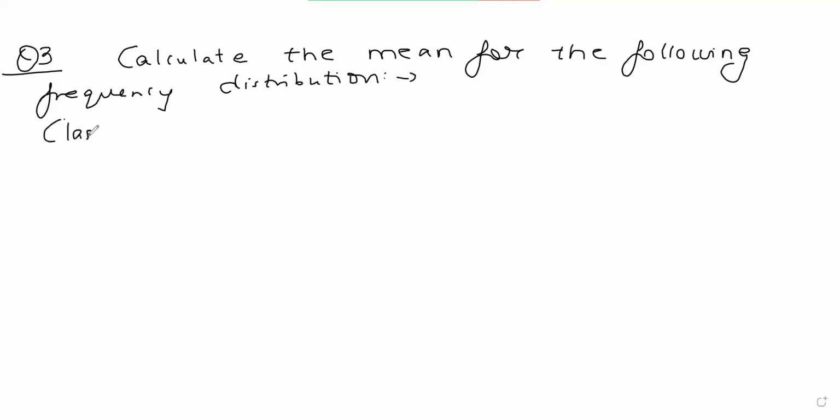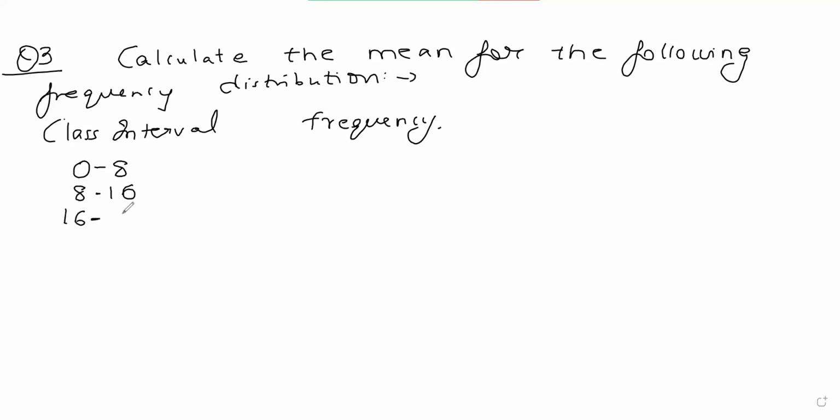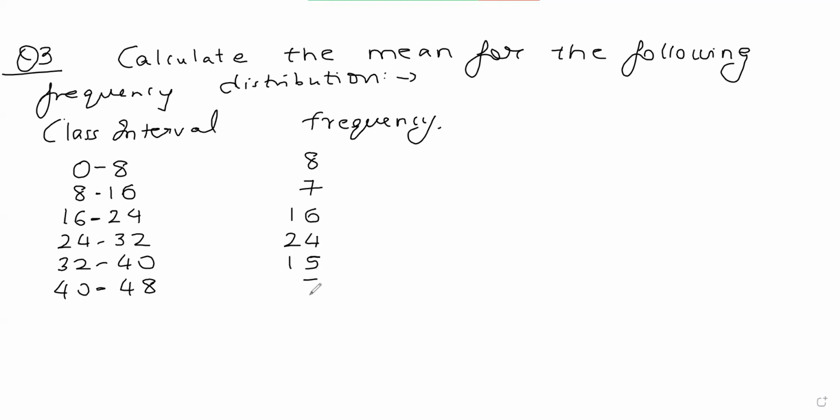So again, we have the class interval and we have the frequency. We are given 0 to 8, 8 to 16, 16 to 24, 24 to 32, 32 to 40, and 40 to 48. These are the class intervals given to us. The frequencies are 8, 7, 16, 24, 15, and 7. These are the frequencies given to us. How do we find the arithmetic mean?